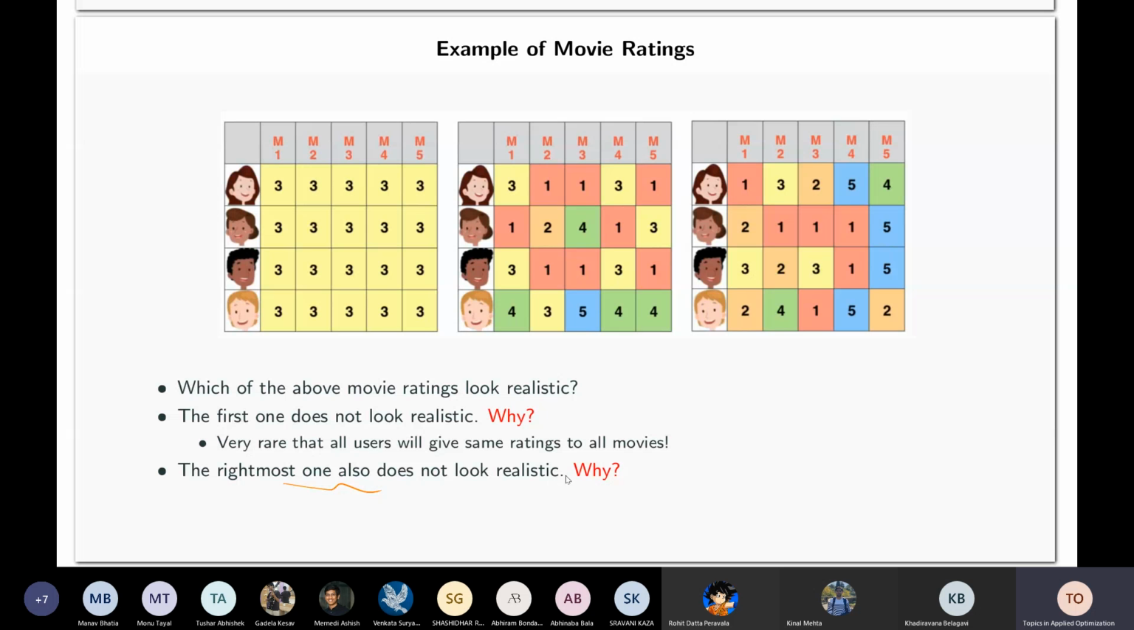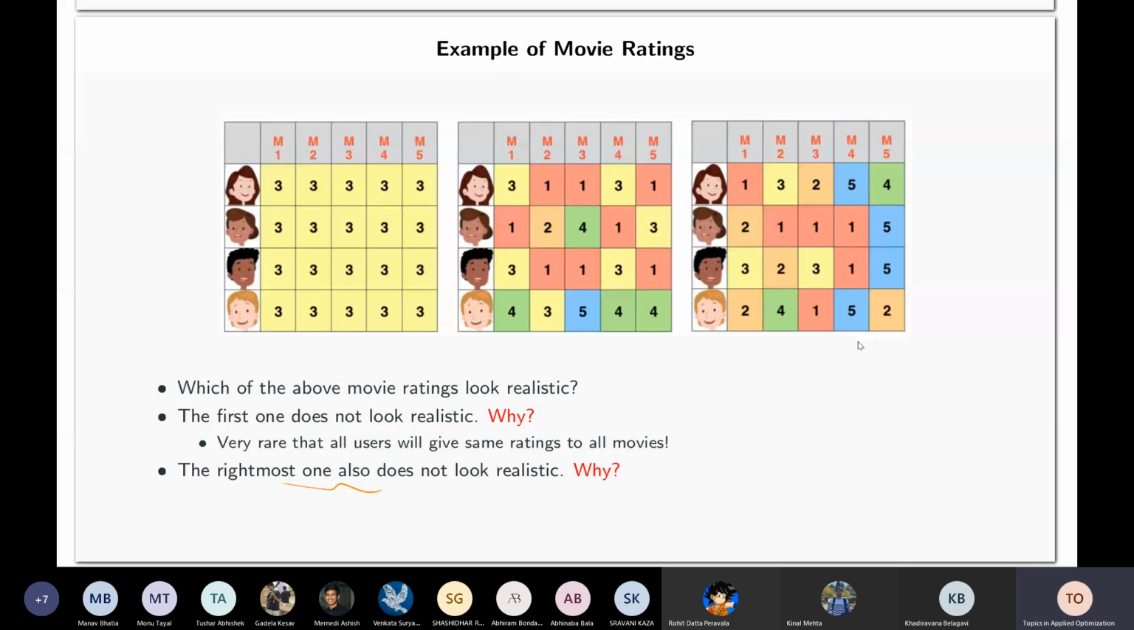The first one does not look realistic. It's very rare that the user will give the same rating to all the movies. The rightmost one also does not look realistic. Why is that? It's like 1 3 2 5 4 and then 2 1 1 1 5 3 2. What is going on here? Column-wise, 1 2 3 2, and 3 1 2 4, 2 1 3 1, and 5 1 1 5, and then 4 5 5 2. So what is not very realistic here? That's what we are trying to see.